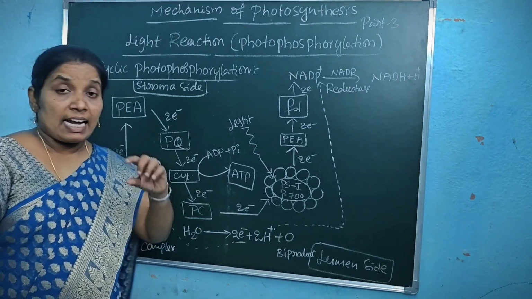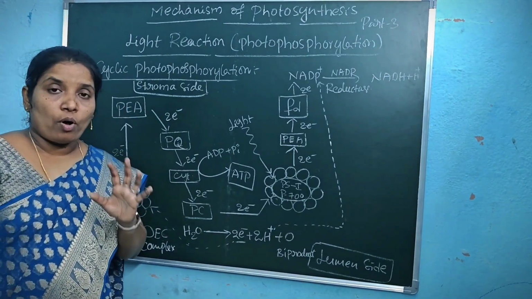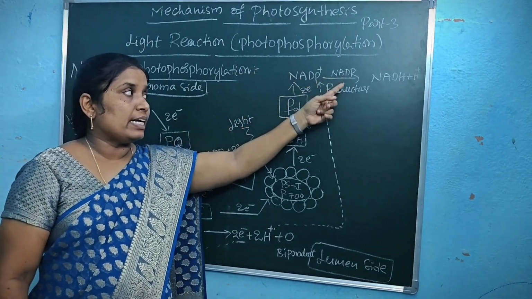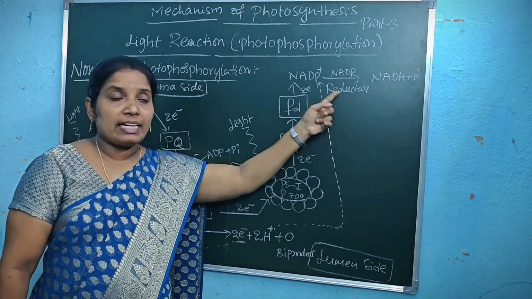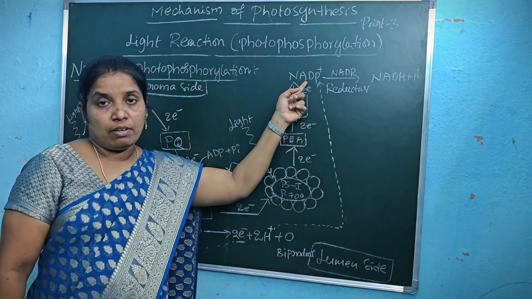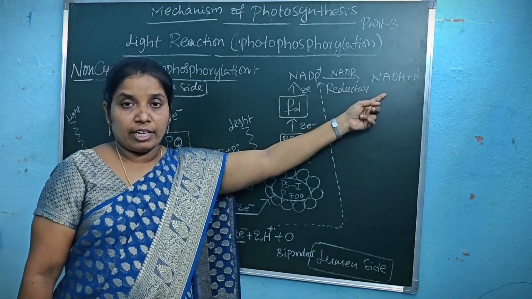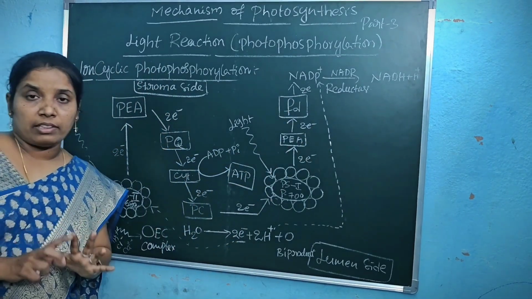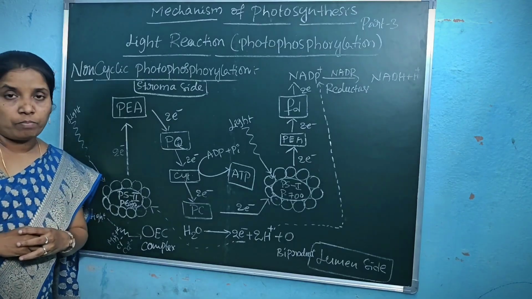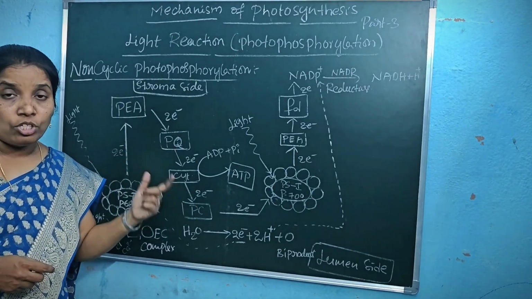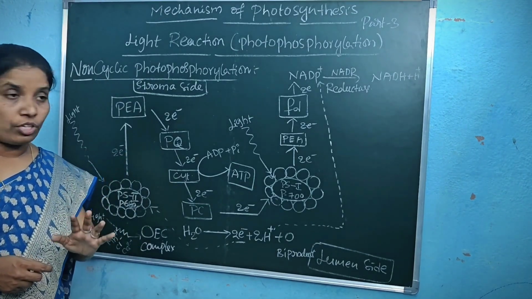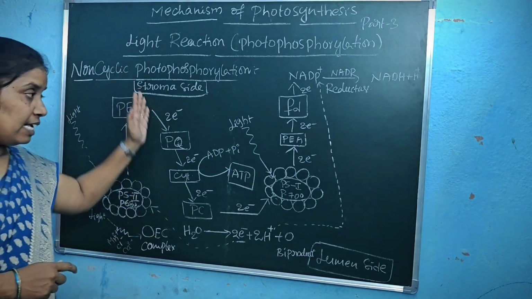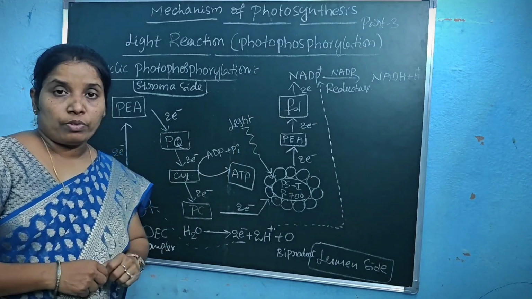There is another enzyme complex present at the stroma side, that is NADP reductase, which helps in the reduction of NADP+. Then NADP gets reduced into NADPH. It is the predominant pathway occurring in plants. It is called Z scheme due to the characteristic zigzag shape. It is called Z scheme electron transport.